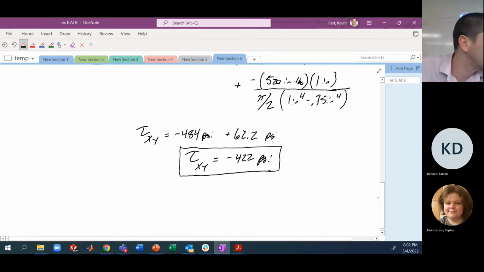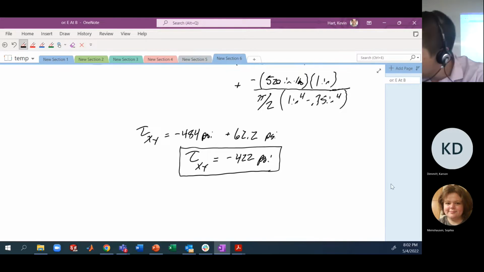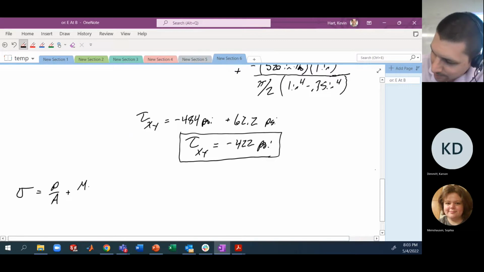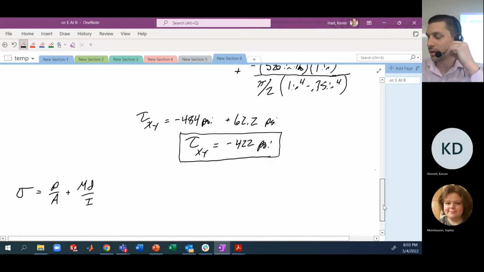Okay, questions for the shear stress? Feeling okay? All right. Let's do the normal stress. We sort of skipped over it, but I think it's the easier of the two. This could be something like P on A plus M, let's call it D, over I. This is generally what we're going to look at.